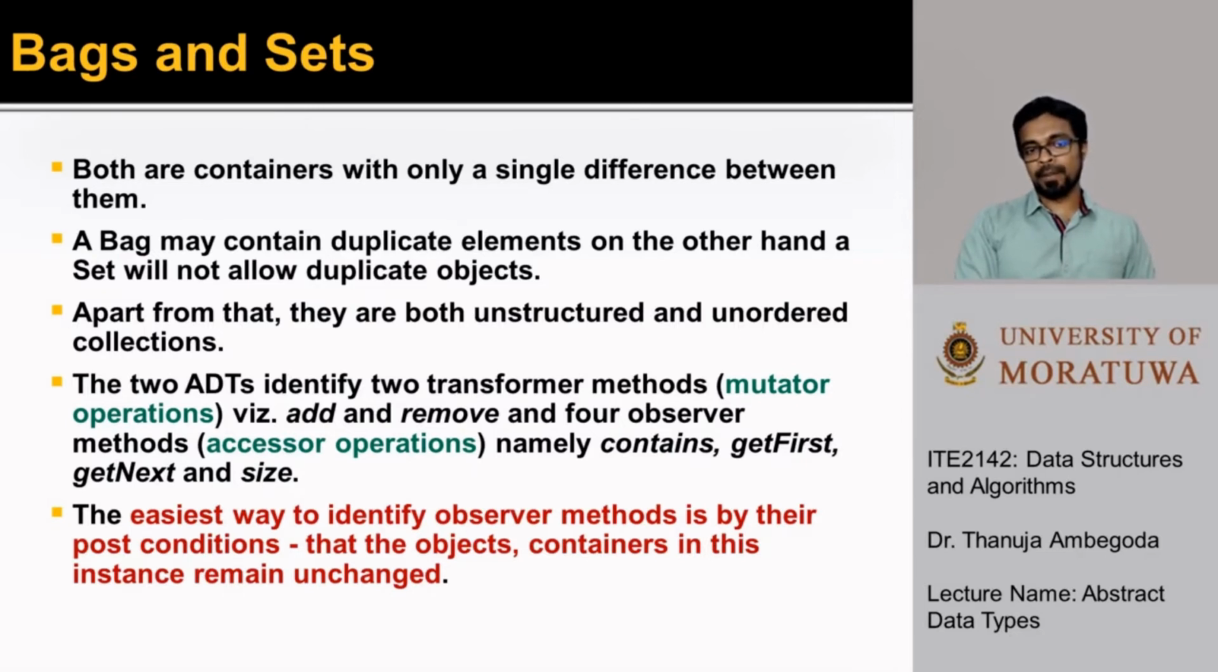So how to spot observer methods and mutator methods? You could look at their post conditions. For observer methods, it should be very clear that the contents don't change. They are there only to observe. However, for mutator methods, the contents can change, and this is reflected in the post conditions.